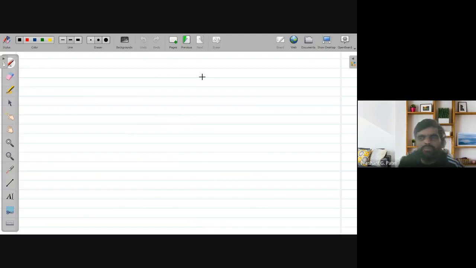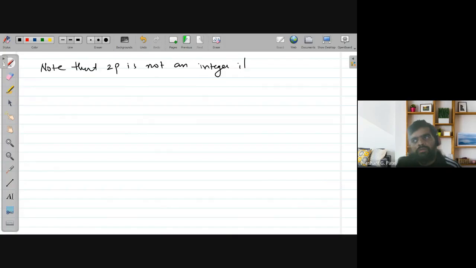Then p is replaced by minus p and minus p is replaced by p. So note that 2p is not an integer if p is not an integer, and also not half of an odd integer.